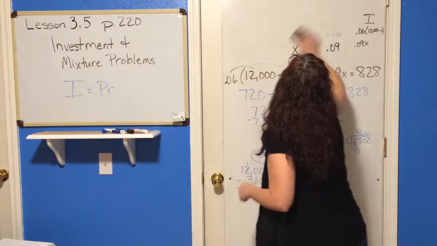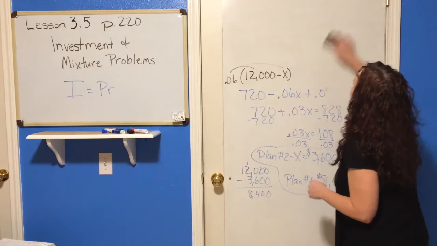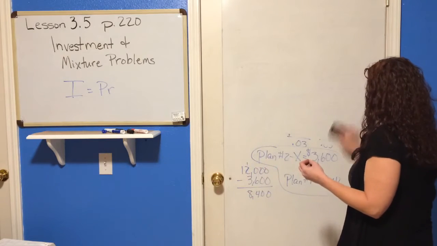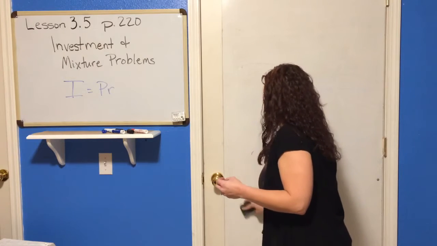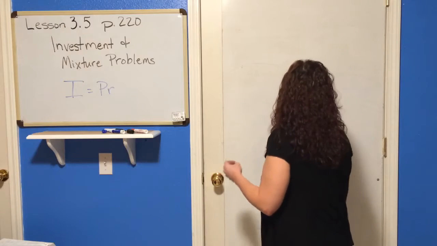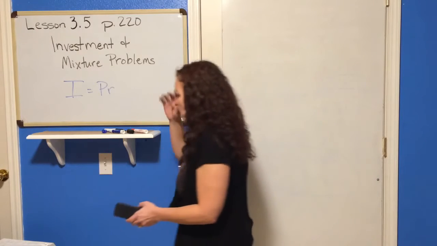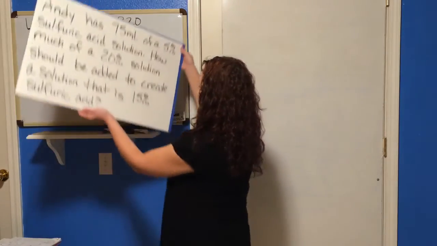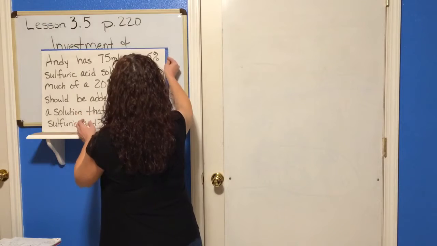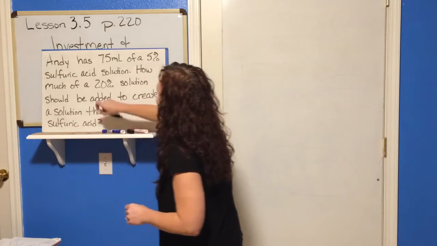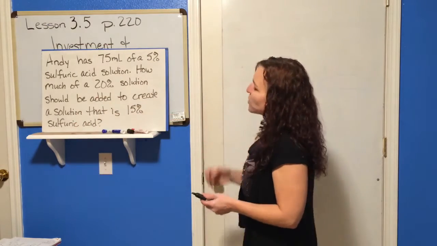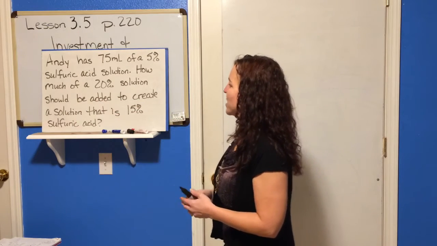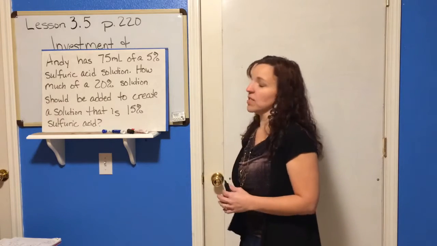The other type of problem we're going to do is mixture problems. A lot of these have to do with scientific type mixtures. Sometimes you'll have mixtures of different kinds of nuts and the costs of those. But what we're going to do right now is a scientific one, if we're doing some labs. Andy has 75 milliliters of a 5% sulfuric acid solution. How much of a 20% solution should be added to create a solution that is 15% sulfuric acid?